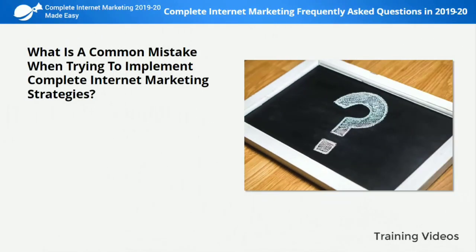What is a common mistake when trying to implement complete internet marketing strategies? The most common mistake is creating content that is brand-centric. And brand-centered content is content that focuses too much on the brand or on product features.